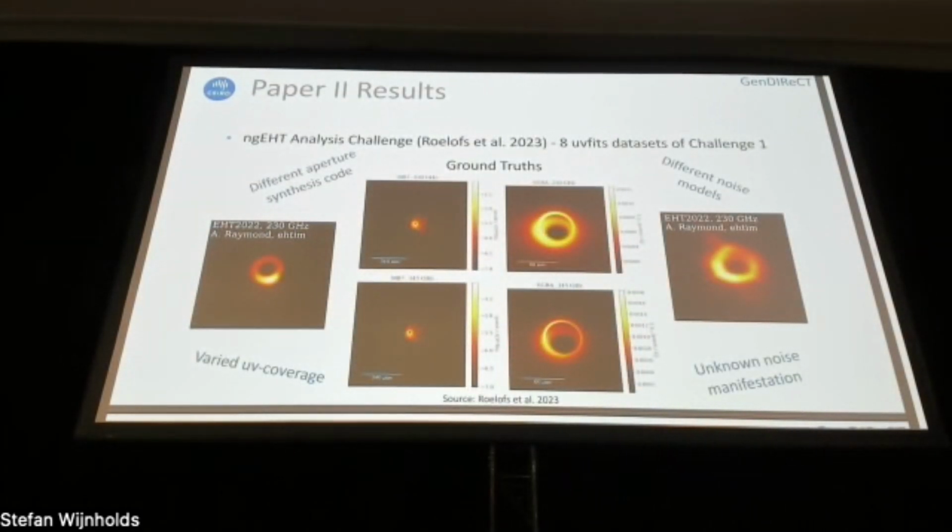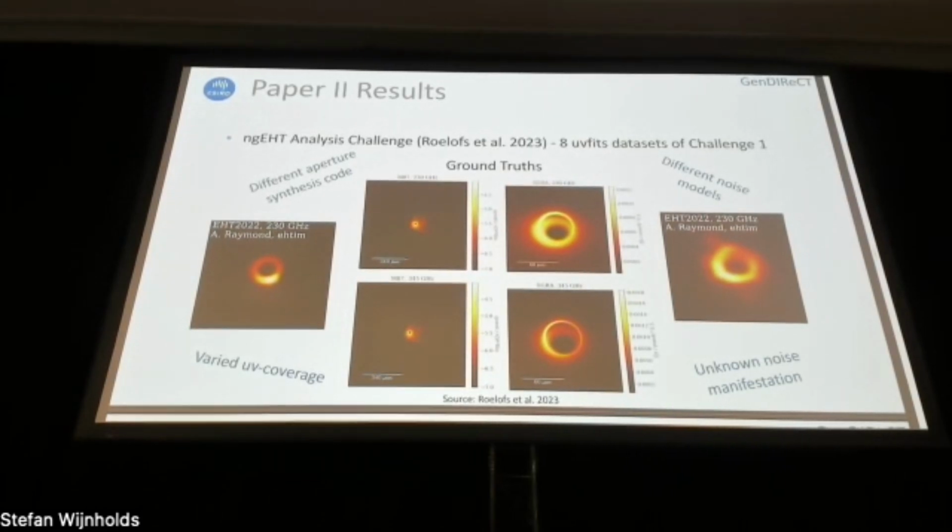Okay, so everything I've shown so far is with our own aperture synthesis code. So what we wanted to do was to make sure that we validate on someone else's data. In this case, we chose to perform the NGHD analysis challenge, which is detailed in this paper. It has 8 UV fits datasets, so 8 different samplings on the UV plane. So this is going to be a different aperture synthesis code, different source models, different noise models. We don't know how their noise was manifested, and they have varied UV coverage.